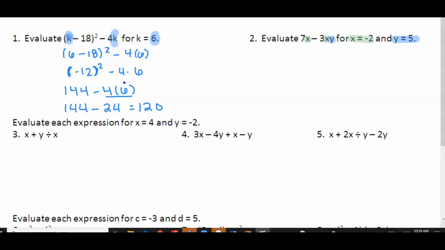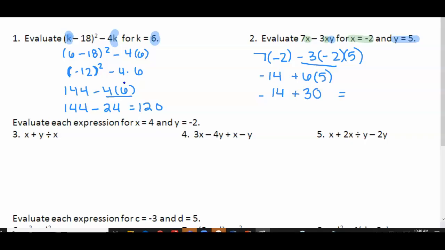So now I have 7 minus 2, minus 3, negative 2, times 5. Multiply left to right, you get negative 14. A negative times a negative is a positive 6. Negative 14 plus 30 gives a positive 16.